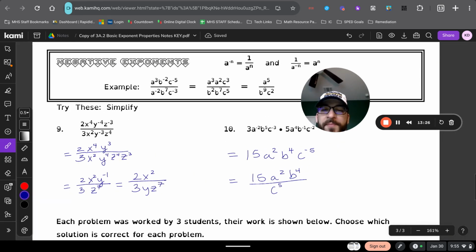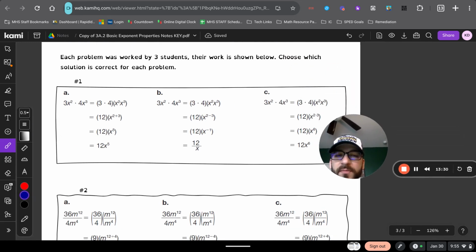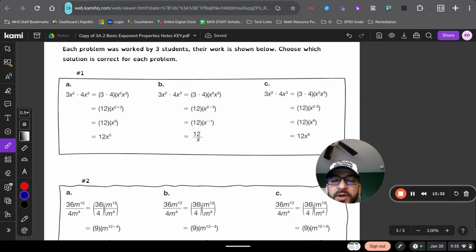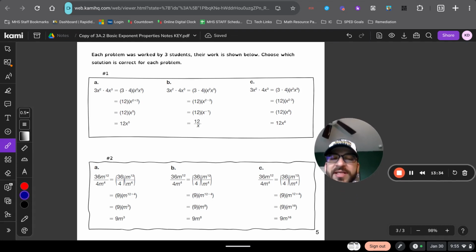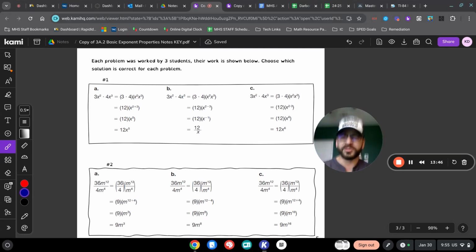All right, y'all. Go ahead and try number 1 and number 2 by pausing the video. All you're deciding is you're looking at the 3 students and how they simplified and deciding which one of the 3 is correct. So for number 1, either A, B, or C, and number 2, either A, B, or C. So go ahead and pause me, and then try number 1 and number 2 on your own.